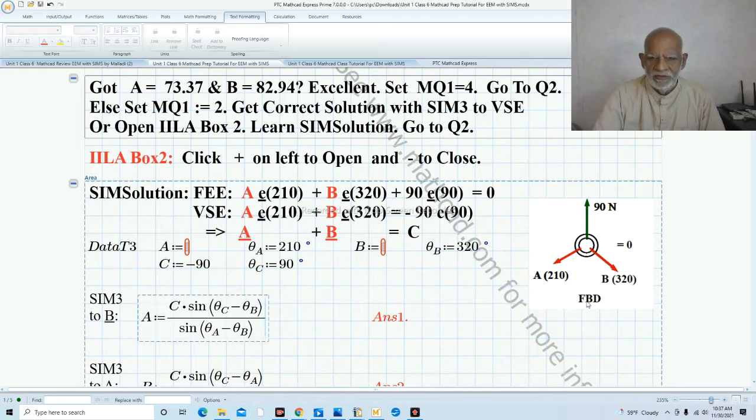So here we have drawn the free body diagram with all the angles, in this sim notation. Now FAE means force equilibrium equation. So we list all the forces in any order, doesn't matter. So let us start with A, so A and B and D. So all will be plus in this kind of free body diagram equal to 0.